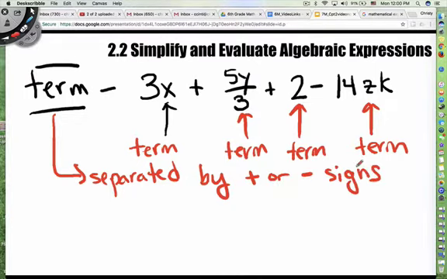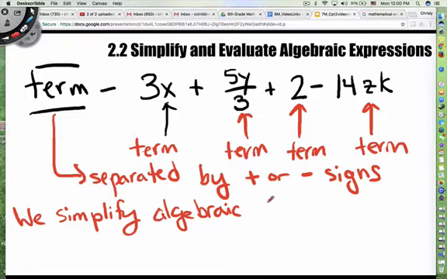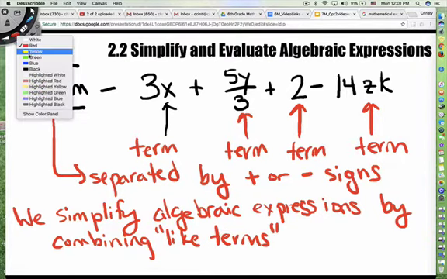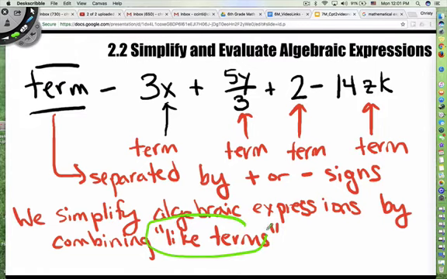Okay. What we do is we simplify algebraic expressions. So we're still in the expression phase. Expressions, by combining like terms. Okay, and we have to define what like terms are here. But like terms is the key.